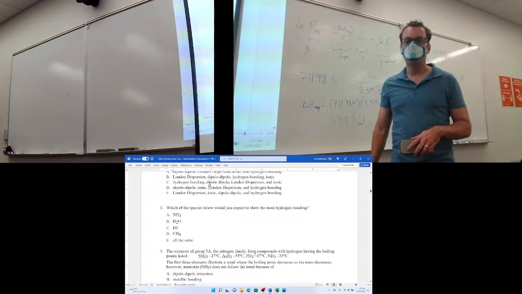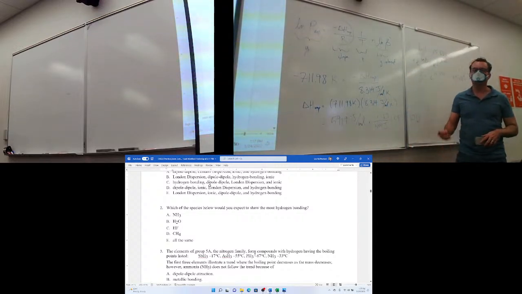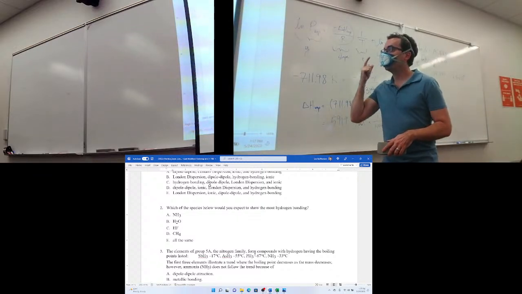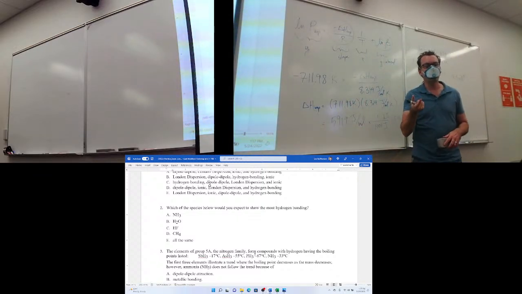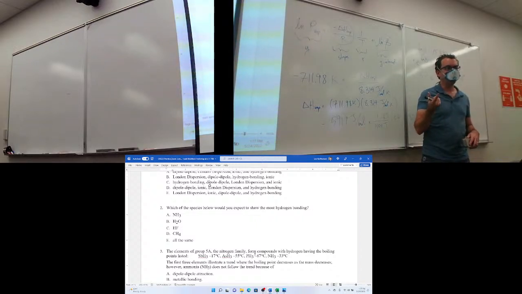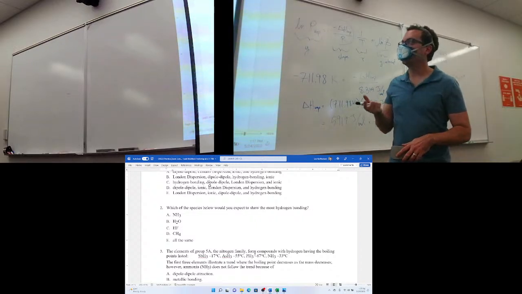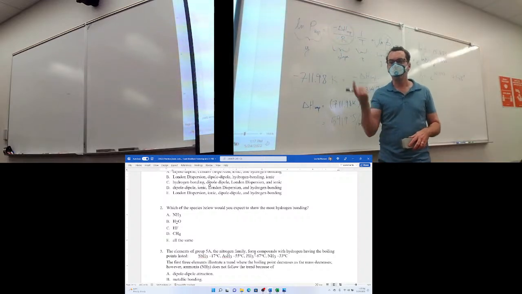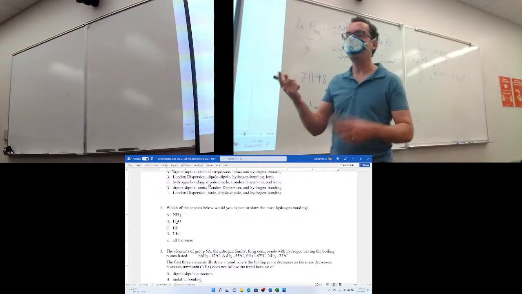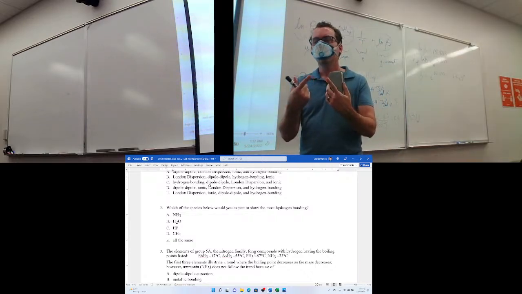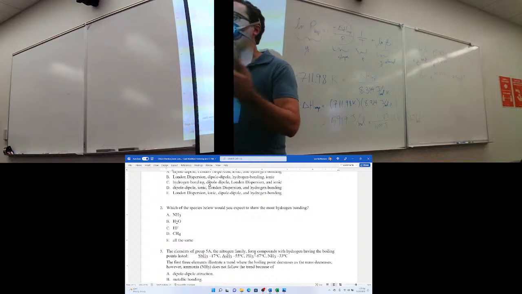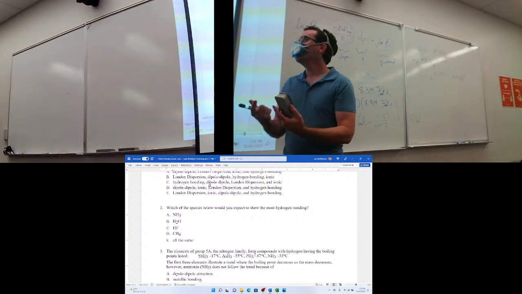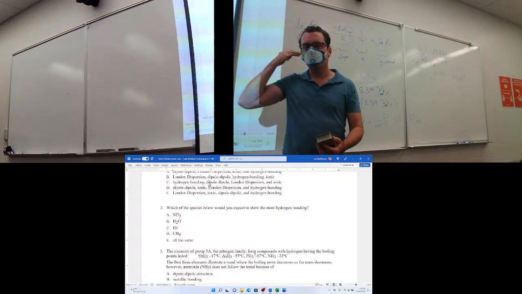Which of the species below would you expect to show the most hydrogen bonding? This is a little tricky, because the single HF bond has the strongest dipole moment, the bond but not the molecule. One OH bond has a weaker dipole moment than one HF bond, but water has two OH bonds. And the NH bond is weaker than all of them, but NH3 has three of them. So how do we know which is the strongest? Well, go by boiling points.